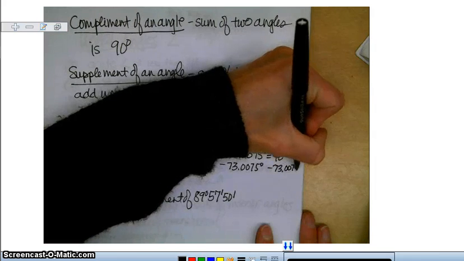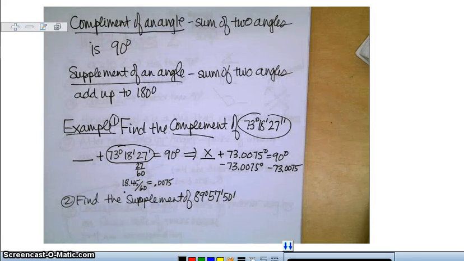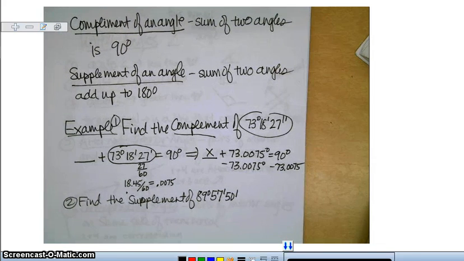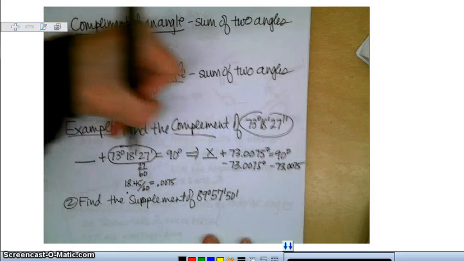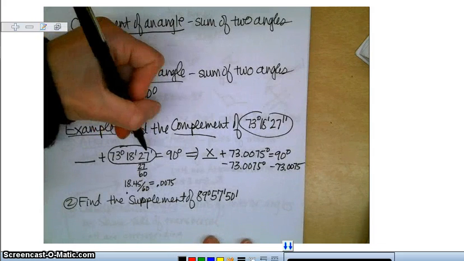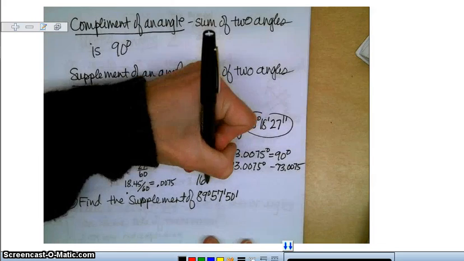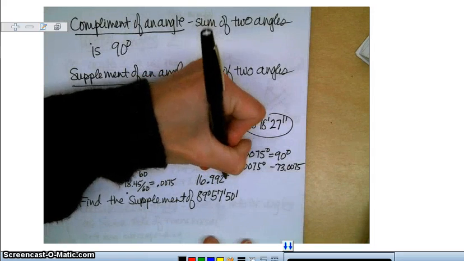So on my calculator, 90 minus 73.0075 gives me that the complement of 73 degrees, 18 minutes, 27 seconds is 16.9925 degrees.